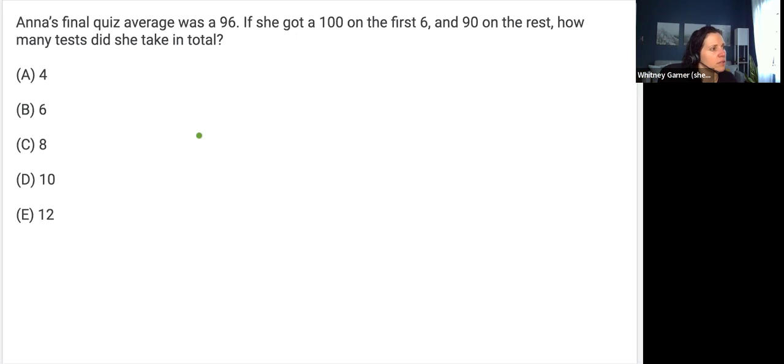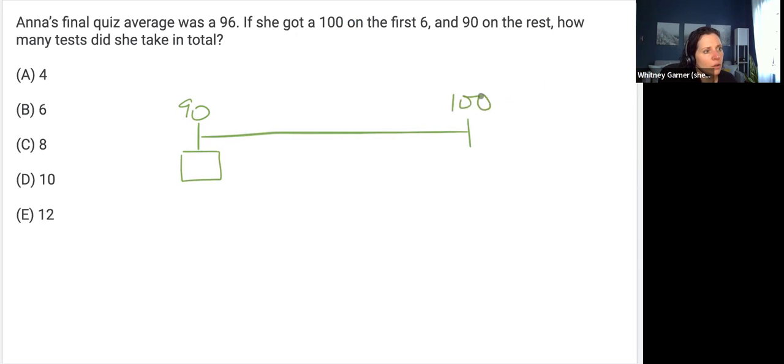Okay, so I'm going to sketch out my over under. I'm going to put this one in a different order. I'll put the 90 on the rest, so I'll do them in order ascending this time. It doesn't actually matter. And then I have 100 on my first six. I'm told that my average score was a 96, and I'm trying to figure out how many tests she took in total, which would be this missing number.